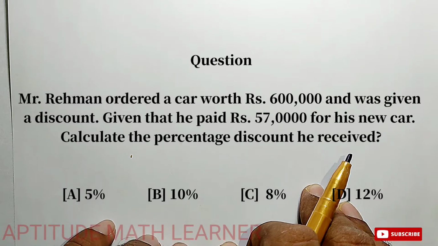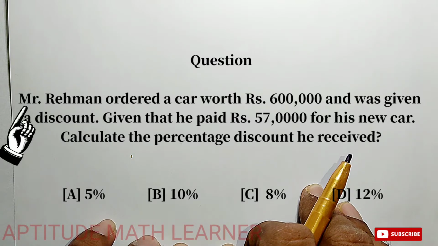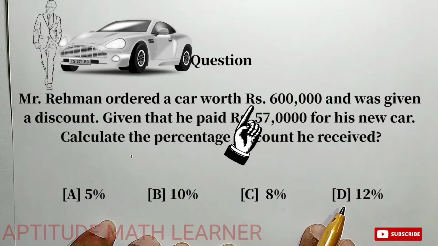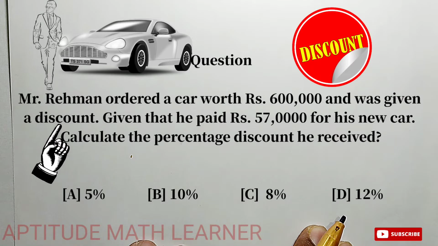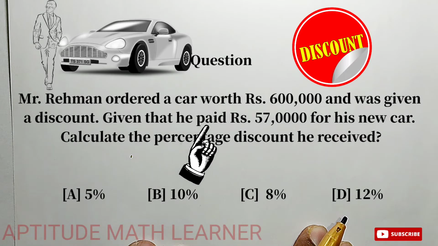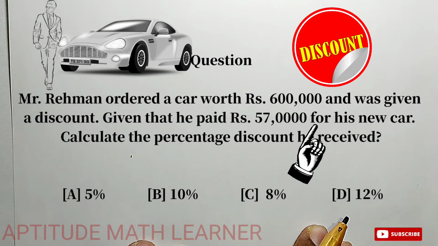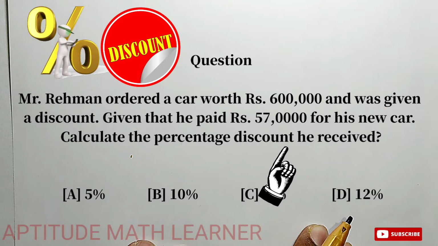And the question today is related to percentage. The question is: Mr. Rehman ordered a car worth rupees 6 lakh and was given a discount, given that he paid rupees 5 lakh and 70,000 for his new car. Calculate the percentage discount he received.